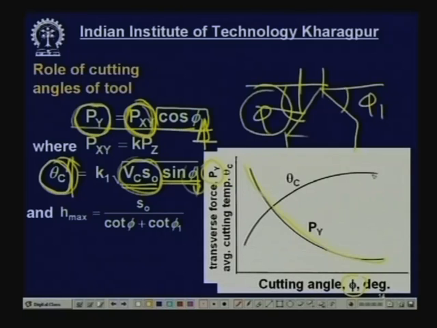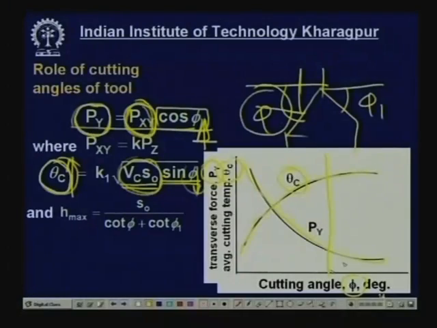So, here you see that if the angle phi is gradually reduced, then the cutting temperature decreases. Now, it is very interesting to note, as was discussed earlier in the previous lecture, that if you increase phi from 0 towards 90 degree, then Py will gradually decrease, which is favorable, but temperature will rise, which is unfavorable. Otherwise, if you decrease it, you get the opposite results. Now, you have to judiciously select what should be the cutting angle.